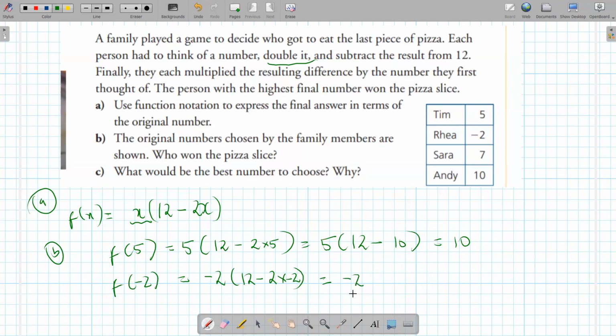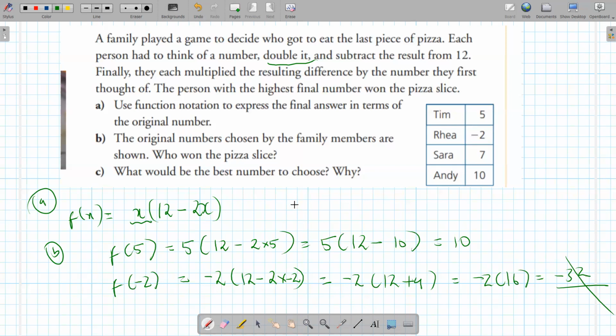So it becomes minus 2 times 12 plus 4, right? -2 times -2 is a positive 4, yeah? So you get minus 2 times 16, so that is minus 32. So this person's not winning because 10 is bigger than minus 32. Let's look at the next one.